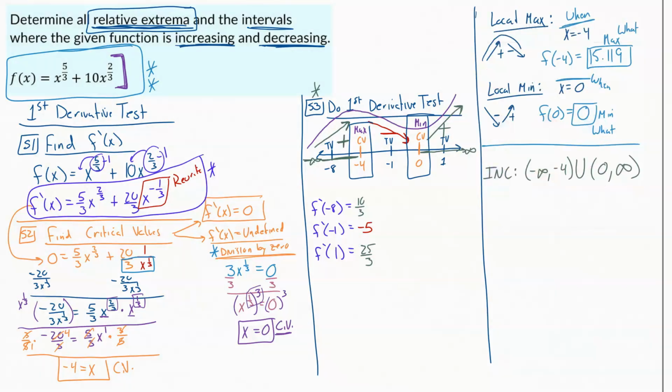Then the decreasing section is going to be that section in the middle here. In between -4 and 0, that's where we had a negative derivative. Our graph was headed down, so -4 to 0 is where we're looking at a decreasing section. So this is just a classic first derivative test. Same steps every single time.